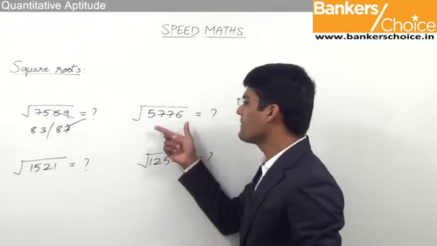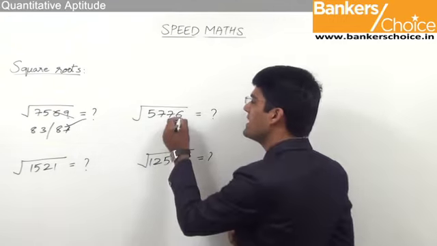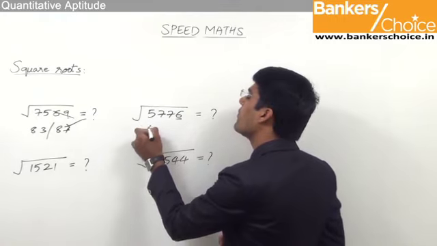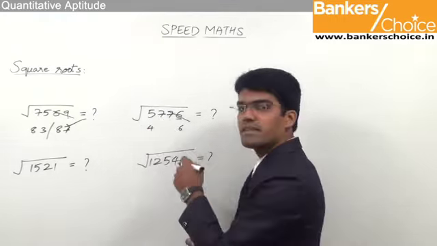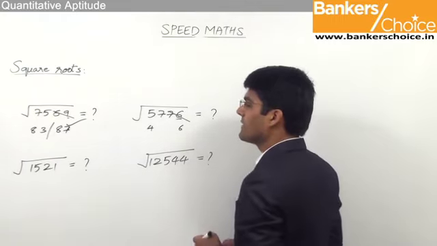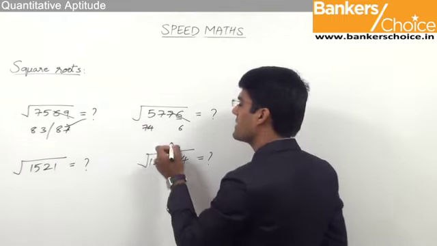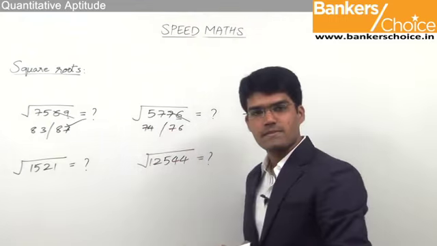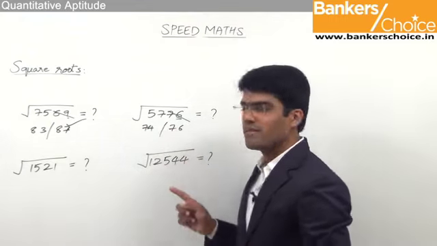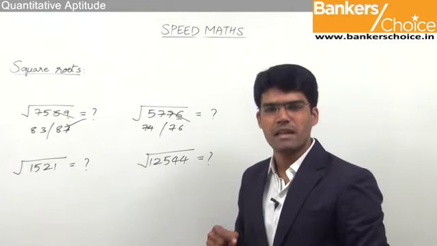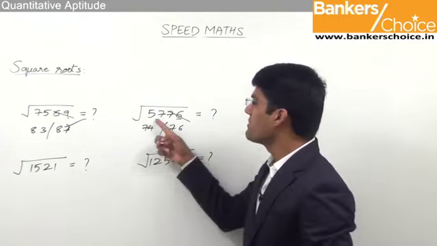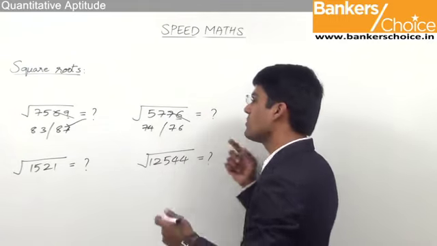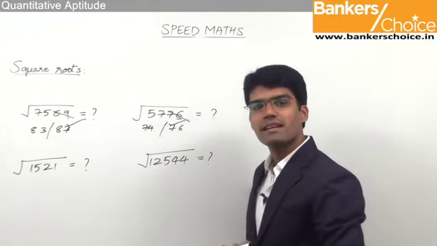The next one here is 5776. As the number is ending in 6, the square root should end with 4 or 6. Leaving the last 2 digits, what is less than 57 in a perfect square? That's 49. 49 gives 74. So the answer is 74 or 76. Exactly between 74 and 76 we have 75. 75 square is 5625. This number is more than 5625. So the answer should be more than 75. 76 is the correct answer.